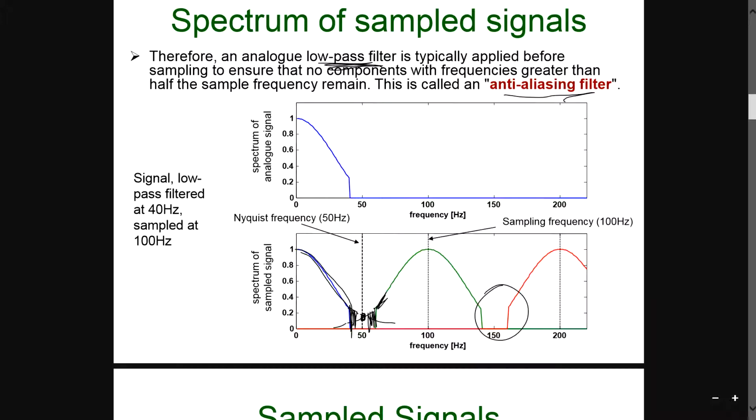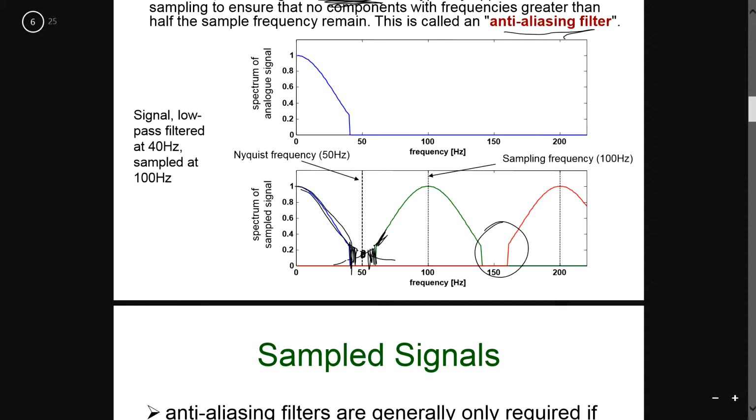Therefore, just a side note, you may want to spend time to think about why the Nyquist frequency is 50 Hz, which is over here, and the sampling frequency is 100 Hz over here.